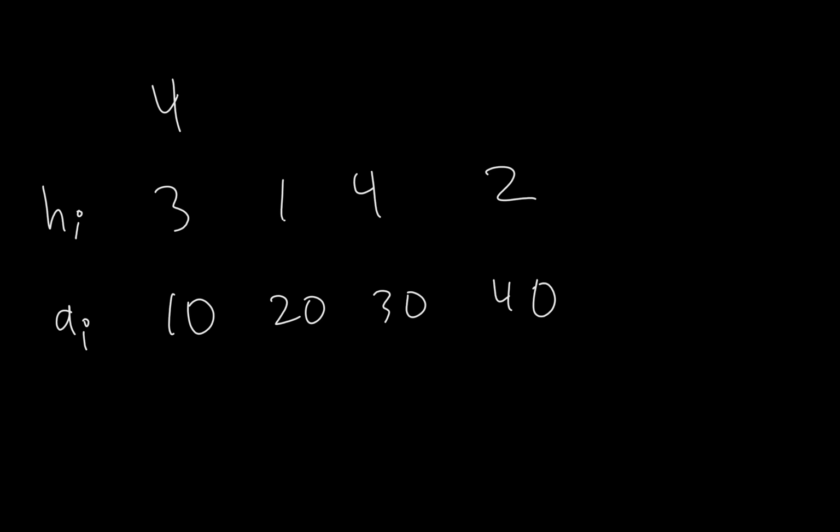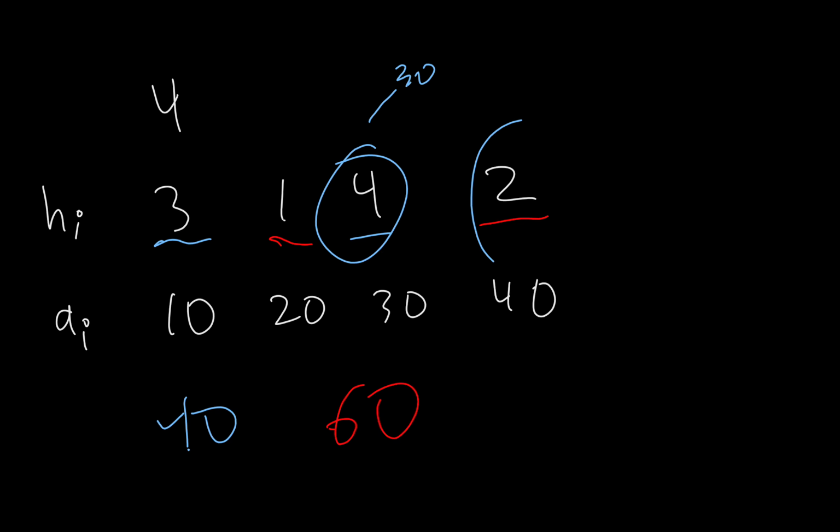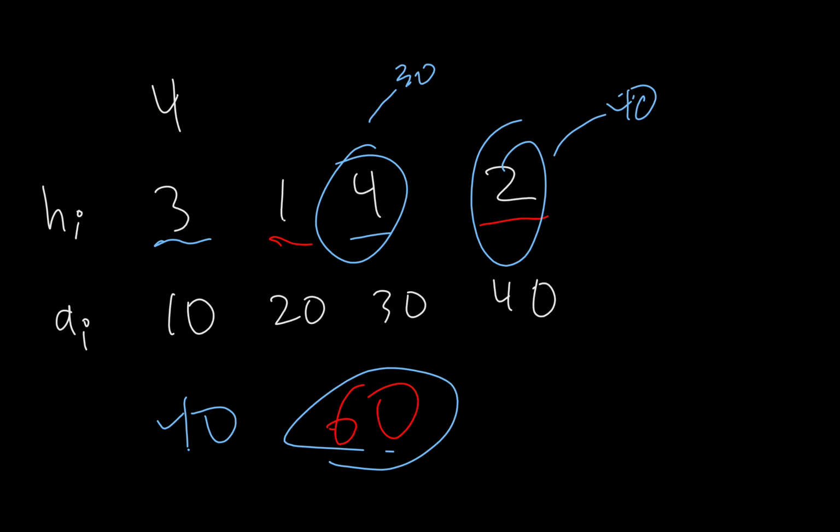In this case, the best thing to do is, if you start with 3, then the next one you could only take would be 4, so the total for that would be 40. If you start with 1, though, you could then go to 2, and that would be 60. Your other options: if you start with 4, then that's just 30, and with 2, there's 40, again with nothing to go to. So in this case, 60 is the best answer. We take 1 and then 2.